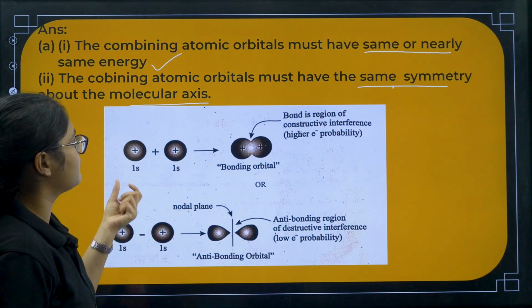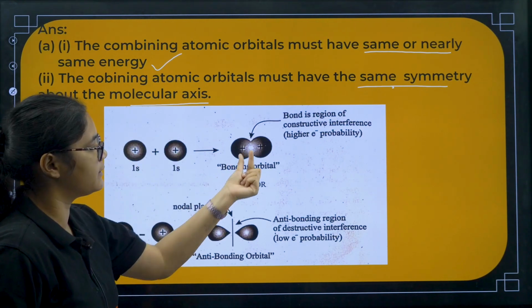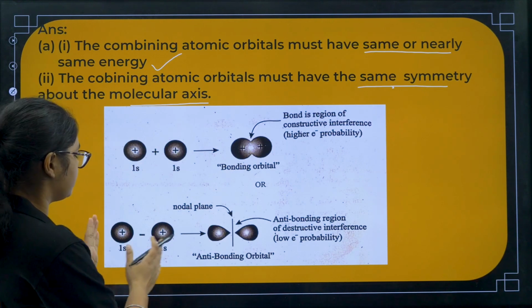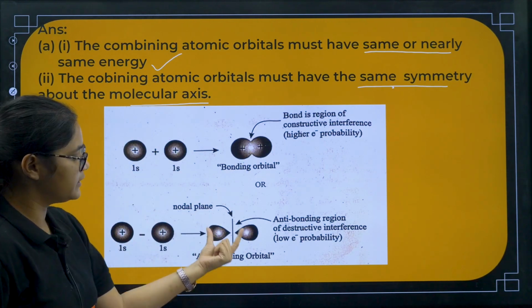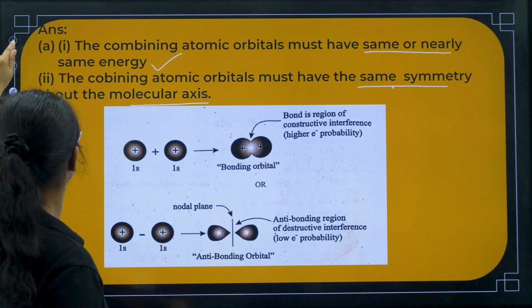Now if you see bonding, what will happen? Same configuration, so constructive overlapping will be there. You will get the bonding orbital like this, and the anti-bonding orbital is formed in this way. So this is the diagram you can draw.